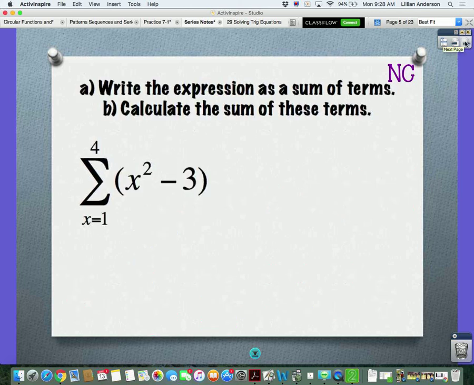So like this one is asking you to write the expression as a sum of terms. So basically, you're writing out the terms, and then you're calculating the sum of these terms. I'm going to let you do this one on your own, and then I'll see how you did.